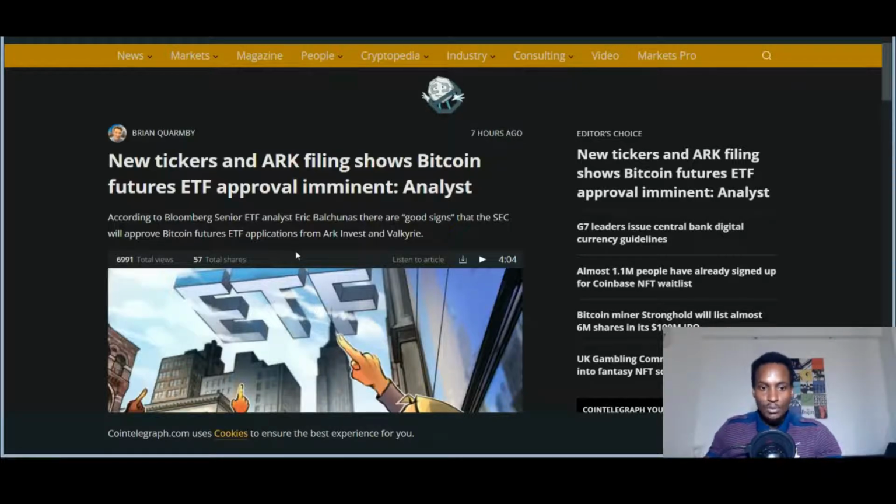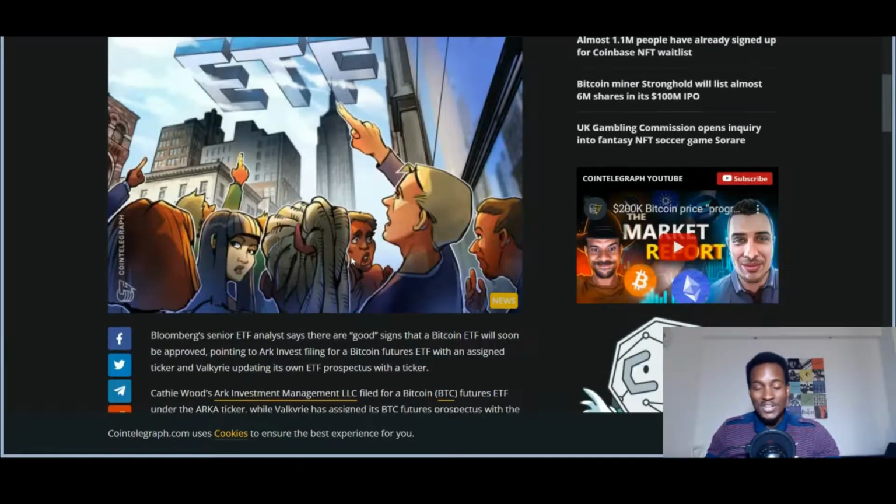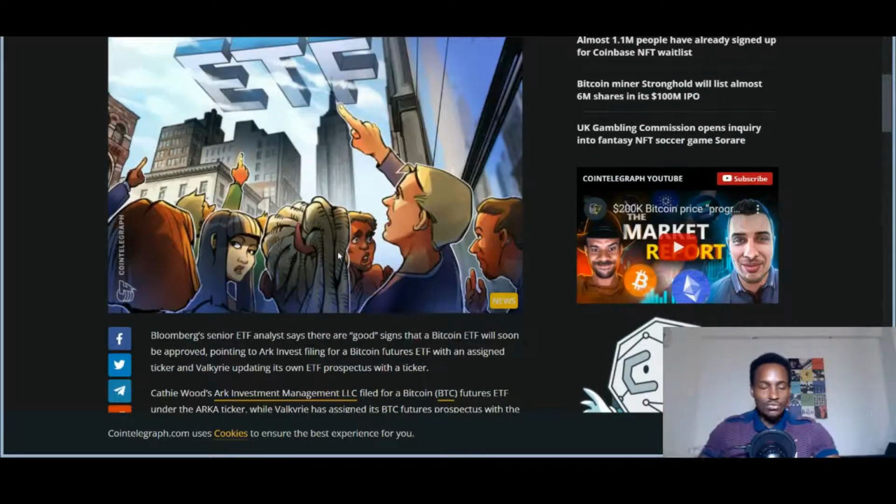So according to Bloomberg's senior ETF analyst Eric Balchunas, there are good signs that the SEC will approve Bitcoin futures ETF applications from ARK Invest and Valkyrie. So of course these are Bitcoin futures. We all hope for spot trading as opposed to futures trading, because with futures trading, there's no physical Bitcoin involved and people can just be reckless with the Bitcoin price whenever they want.